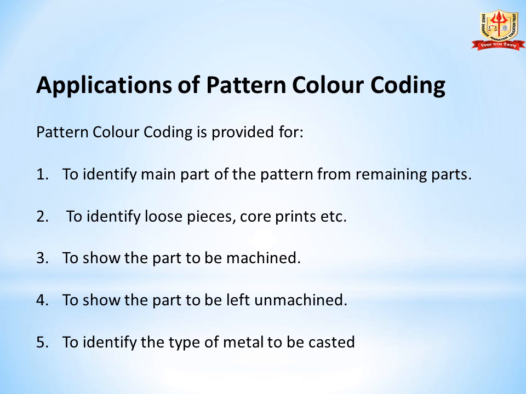Then the application of pattern color coding. Pattern color coding is provided for point number 1, to identify main parts of the pattern from remaining parts. Point number 2, to identify loose pieces, core prints, etc. Point number 3, to show the part to be machined. Point number 4, to show the part to be left unmachined. Point number 5, to identify the type of metal to be cast.